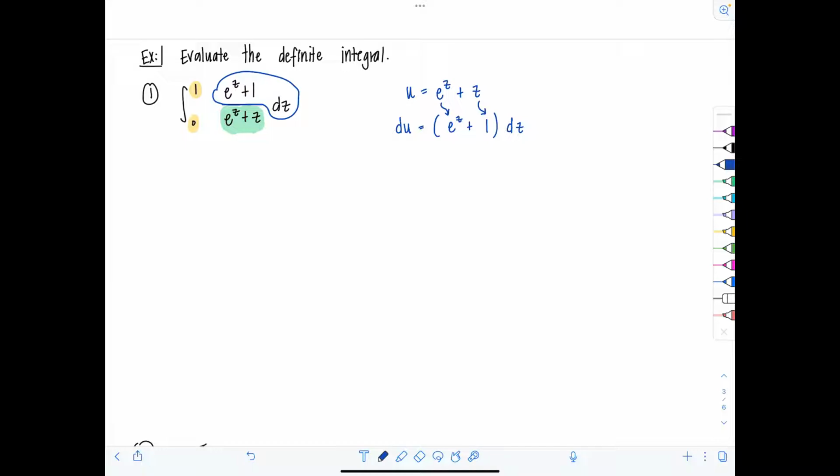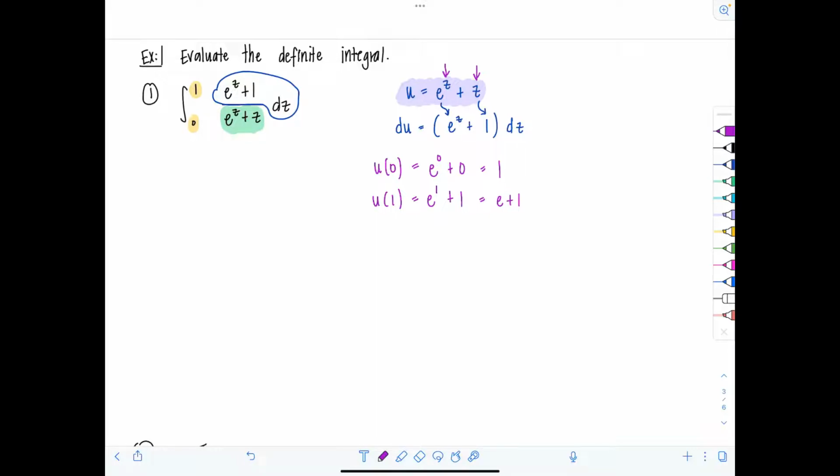Now, only other thing we need to do is change the limits of integration. So currently these limits are in terms of z, but I want them in terms of u. So to switch them, you come back to the original statement where you defined what u was going to equal, and I'm going to substitute in each of those limits for z. So u of 0, I'm plugging in the lower limit, is going to be e to the 0 plus 0. I'm substituting in 0 for z. So e to the 0, that's 1, plus 0, 1. And then upper limit, u of 1, that's going to be e to the first plus 1, which is just e plus 1. Leave it like that.